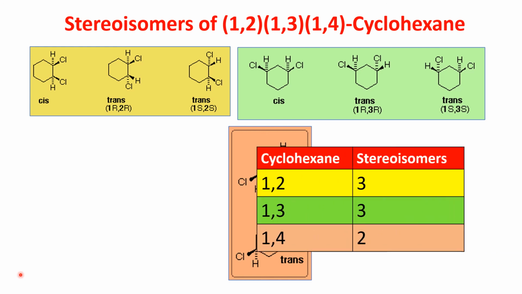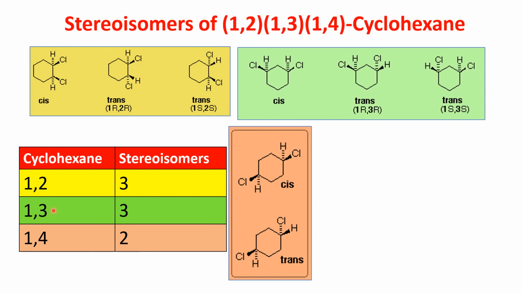Okay, this is a consolidated tabular column. For cyclohexane 1,2, we will have 3 stereoisomers. For 1,3 also 3 stereoisomers. For 1,4 only 2 stereoisomers are there.